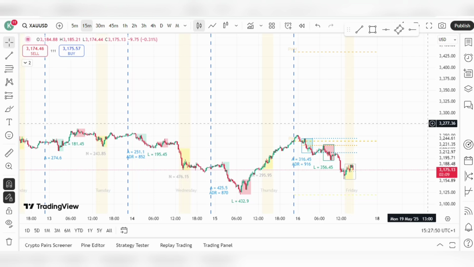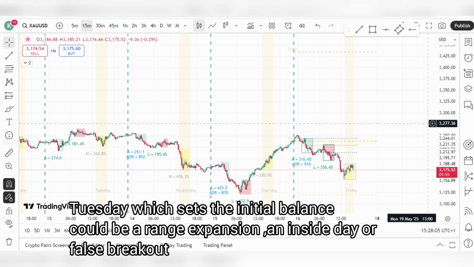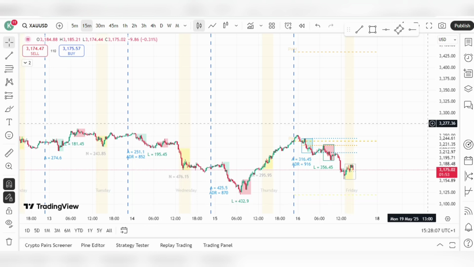The other thing you have to understand too is, as Monday sets the high and low of the week, Tuesday forms the initial balance, which could be an extension of the range. That means Tuesday could continue to expand beyond Monday's high or low, or it could break out and fail, or it could remain as an inside day.